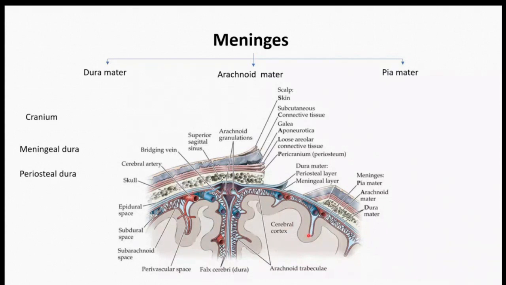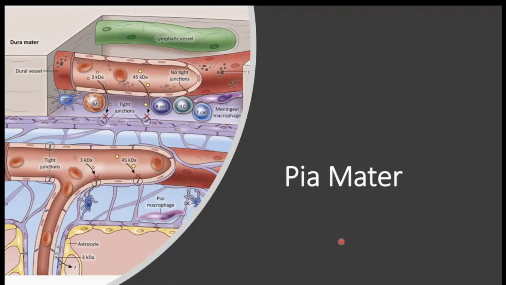The last layer is the pia mater, which is attached closely to the surface of the brain. Through these layers, or the sulci, we have the capillaries running through, and there are the astroglial endothelial membranes, which are part of the blood-brain barrier. So again, this is the pia mater. We have the astrocyte here, and then we have the pia mater. It's a single layer of flattened cells.